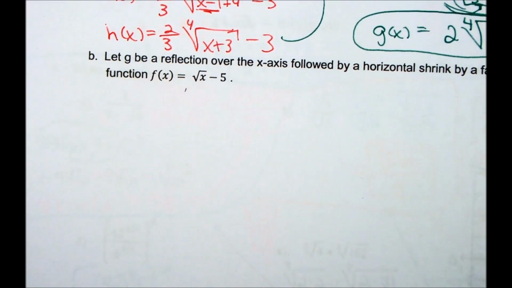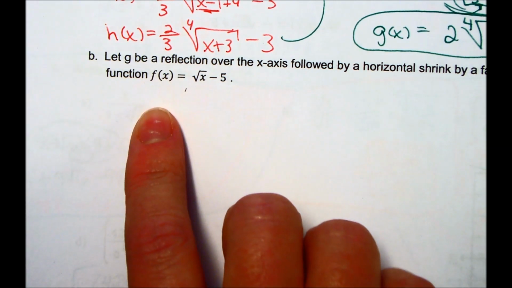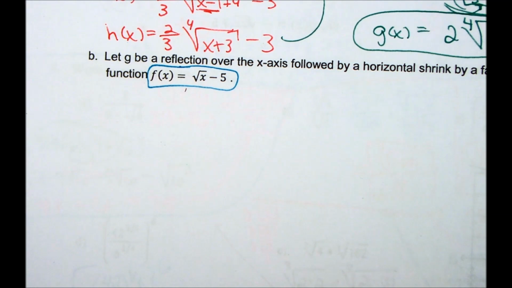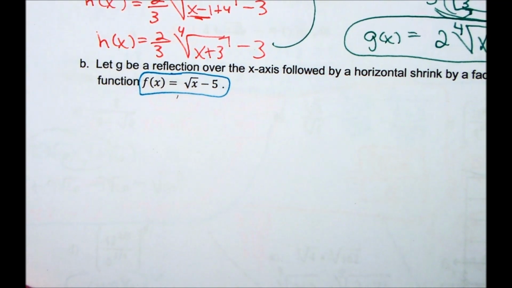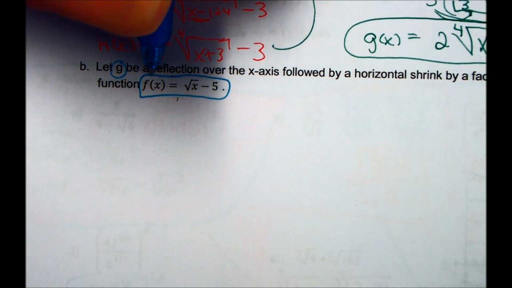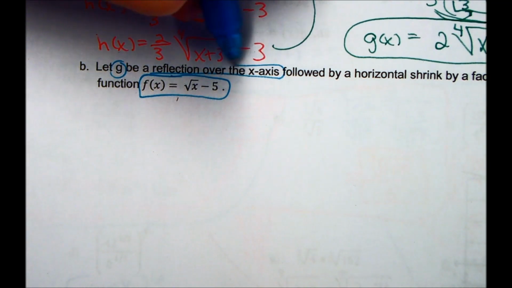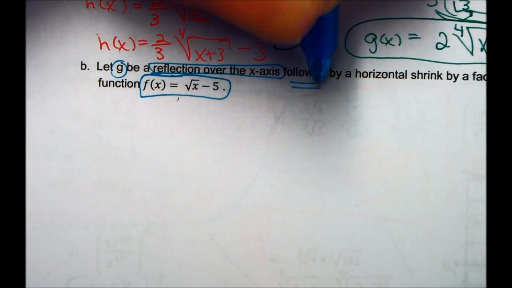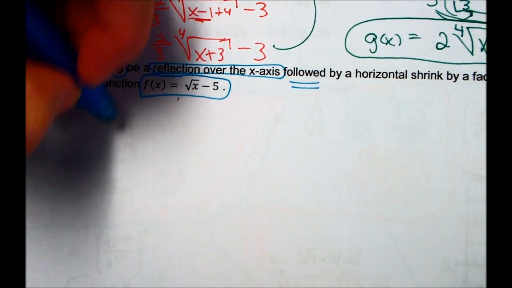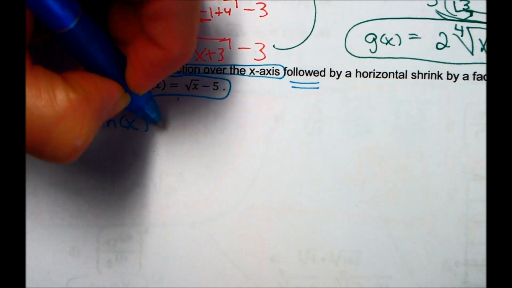Okay, the next one is here. So this is the starting function that we have. It's not a parent function. It's f of x equals the square root of x minus 5. And they want us to reflect it over the x-axis, followed by, so I'm going to do the same thing. I'm going to call this intermediate one h of x.